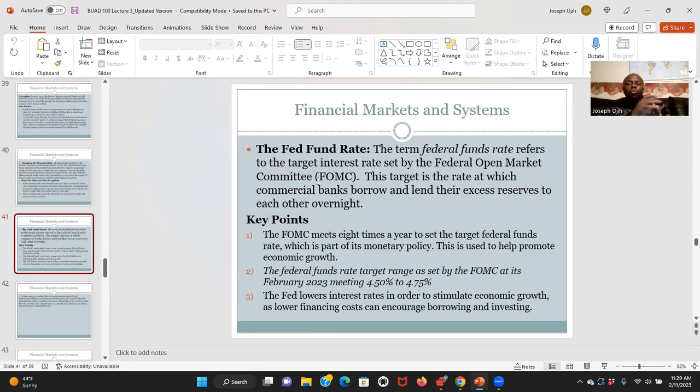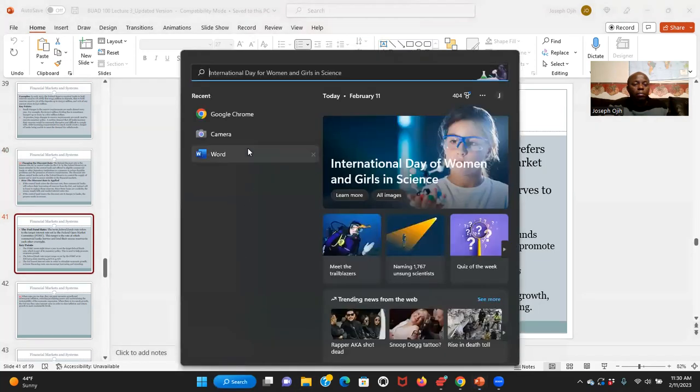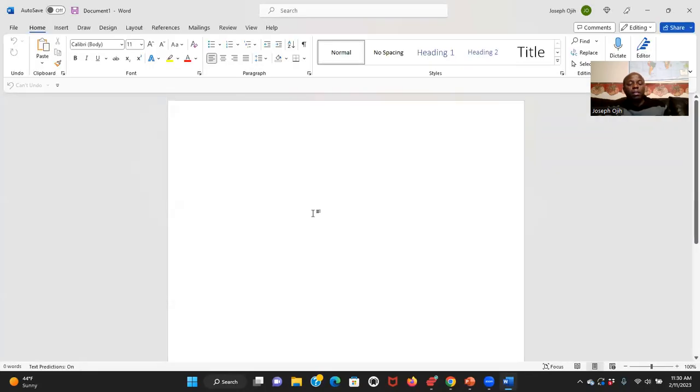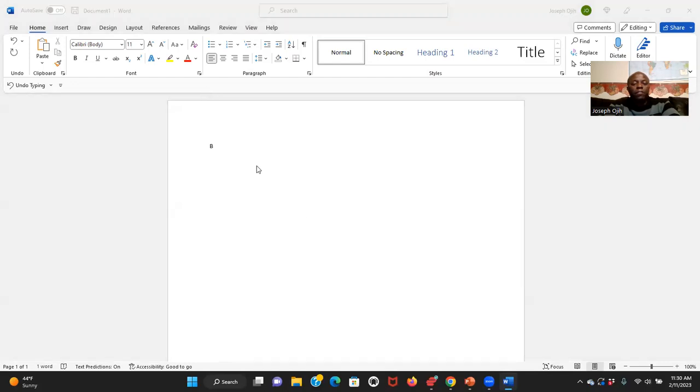Now, the major way that the banks make money is they might borrow from the Fed. I think I'm going to show you here. They might borrow from the Fed, borrow at 1%. Give me 1 minute. Let me put this up. Yeah, the bank might borrow from the Fed.